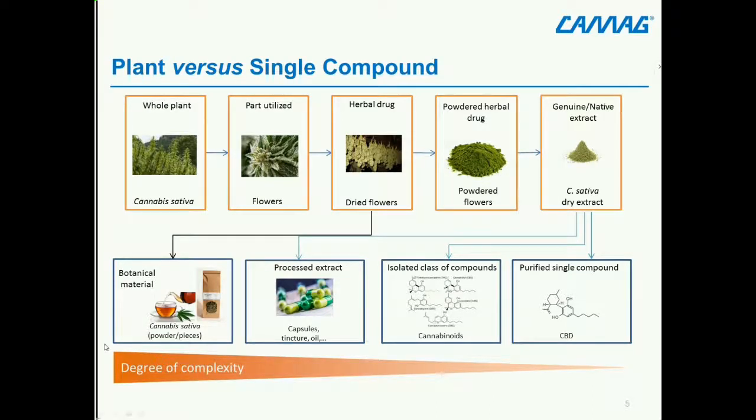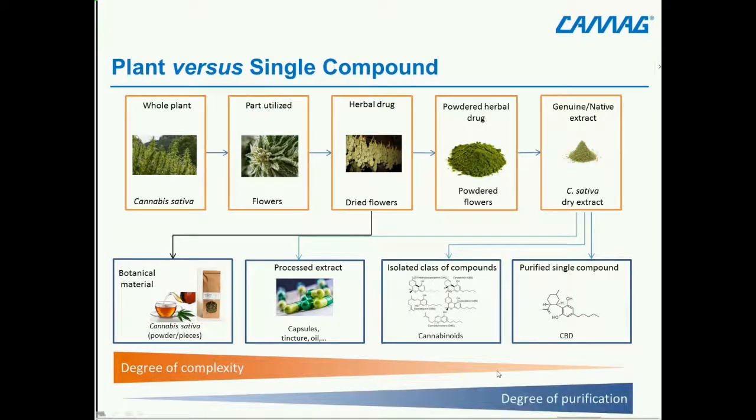The degree of complexity is decreasing during this different processing, and the degree of purification is increasing. So HPTLC is especially beneficial if we have to deal with complex samples. So the more we get on this side, the more HPTLC is the method of choice. For these plant materials, we have mainly the issue or the task to work on the identity. The more we get here to the purified compounds, then it's more the marker compound analysis to test the purity and the potency.